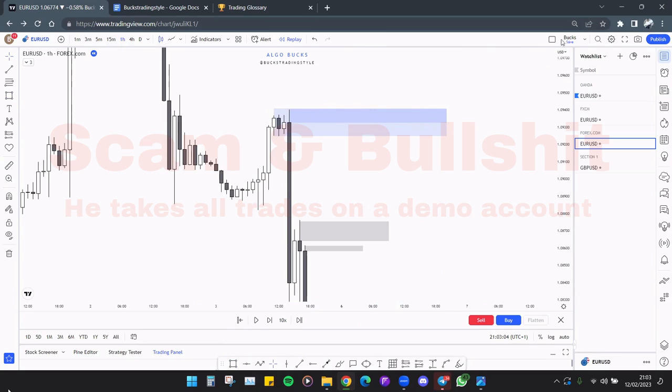Now, if I go on lower time frame, I'm going to see that this wick is an unmitigated wick and it's also a smaller time frame POI. So let's go to 15 minutes.